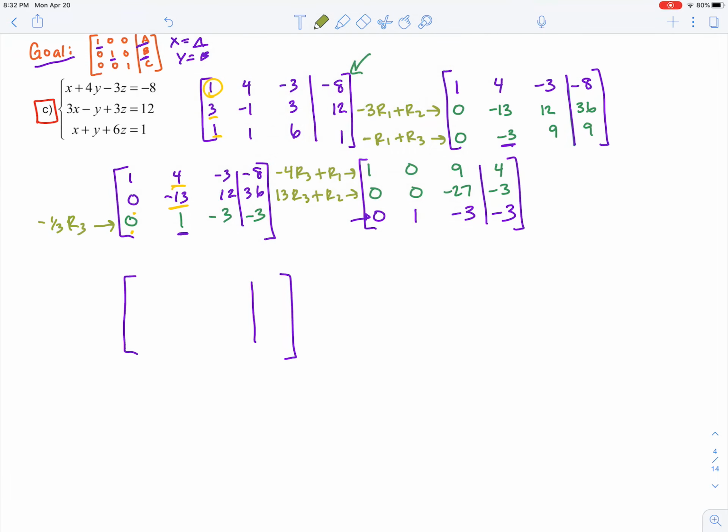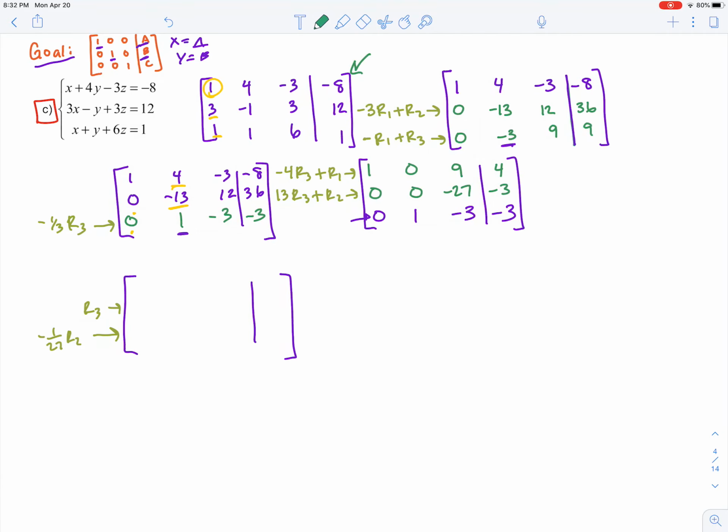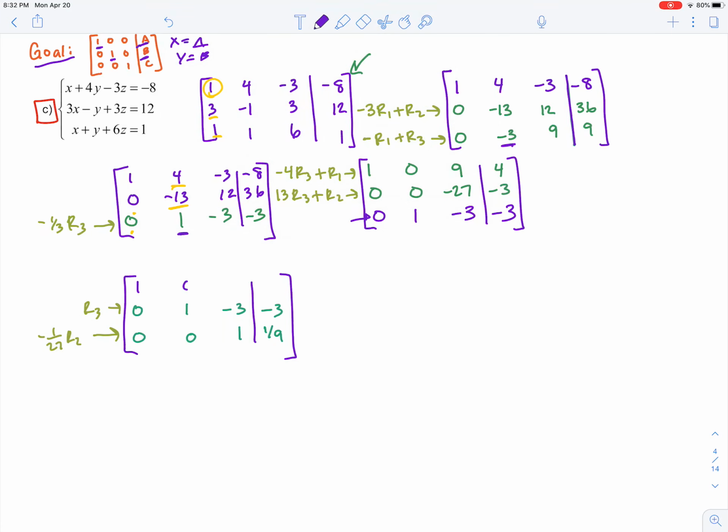Okay, so I'm going to take -1/27 row 2 and move it down here. And then I'm going to move row 3 up into the row 2 position. And I'm going to leave row 1 alone. Okay, so here I have 0, 1, -3, -3. And then down here I'm going to have 0, 0, 1, and then 3/27, reduce 1/9. And then I'm keeping row 1 the same, 1, 0, 9, 4.